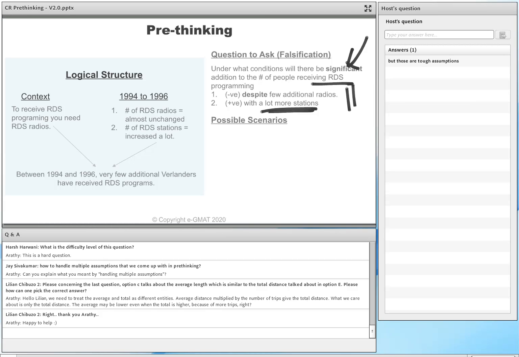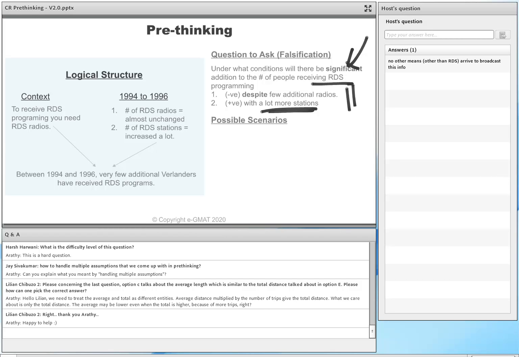Okay. No, those are not tough assumptions. You guys came up with these assumptions right now. You guys came up with these. Once you understood the argument, it took you 30 seconds to come up with this. How much time did you spend on this slide before the correct answers came?